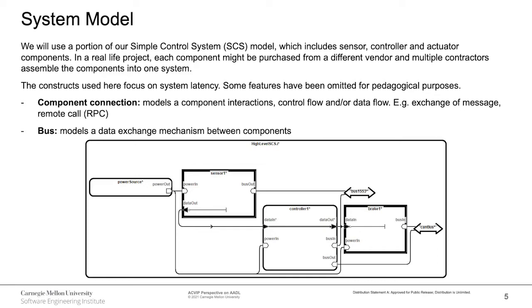Lines between main components represent connections that control data flow, e.g. exchange messages, remote call, or RPC. Buses provide data exchange mechanisms between components. In real-life scenarios, different vendors might need to be utilized to purchase each component. Even though vendors often list the specifications of their products and available communication methods for a purchased part, the system engineer is still responsible for putting all pieces together and making sure that components can communicate with each other.